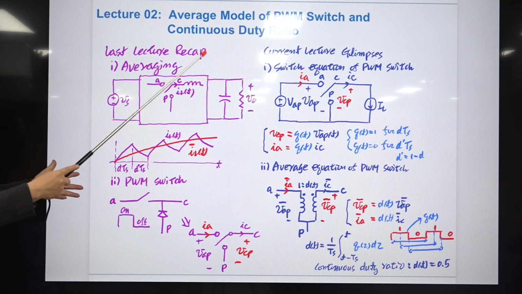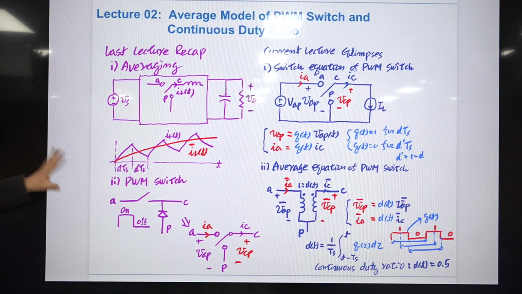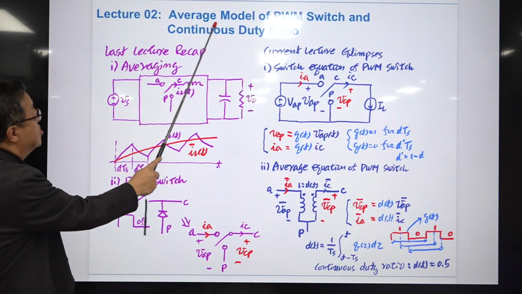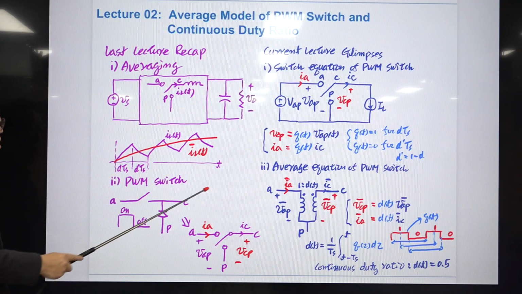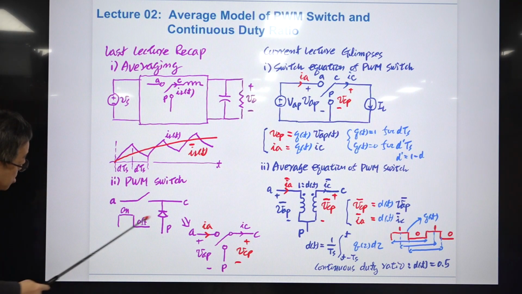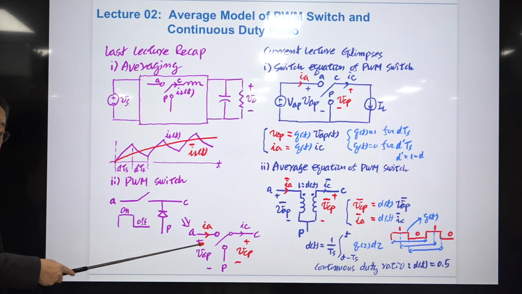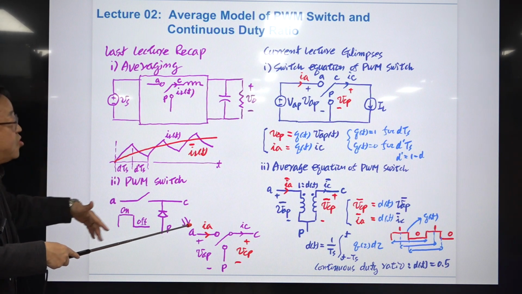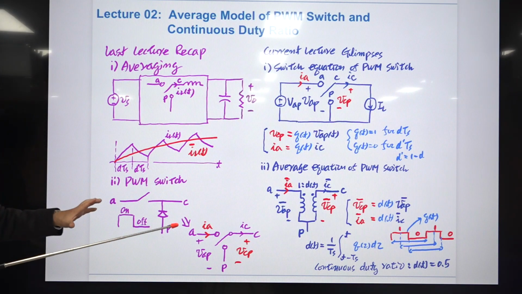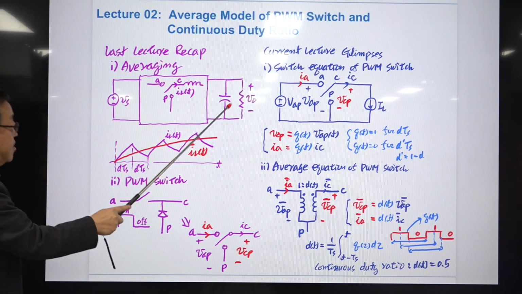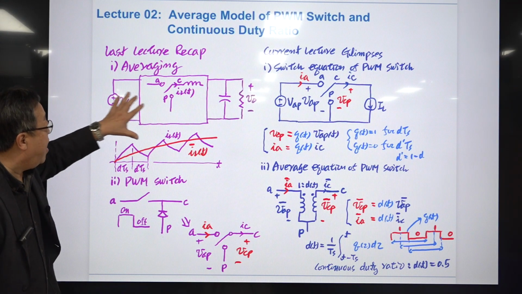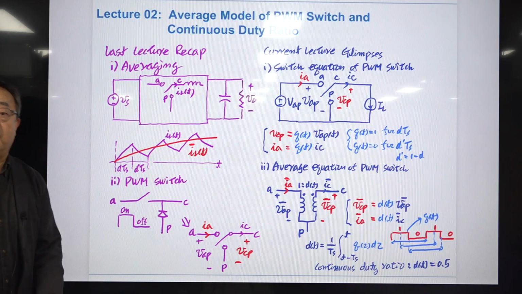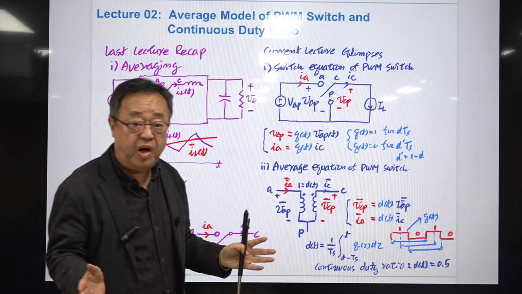So we discussed these two things and the other things in the last class, and this class, the title of this class is average model of PWM switch and continuous duty ratio. The purpose of this is, if we develop the average model of this or this, which is the same thing, then we can derive the average model of the entire power stage because they remain invariant. So by combining the average model of this and the remaining part of this power stage, we can obtain the average model of the entire power stage.